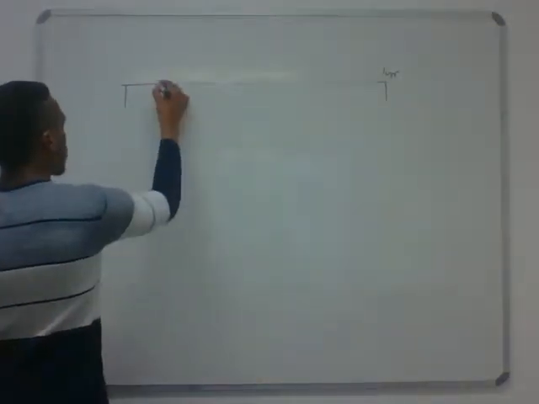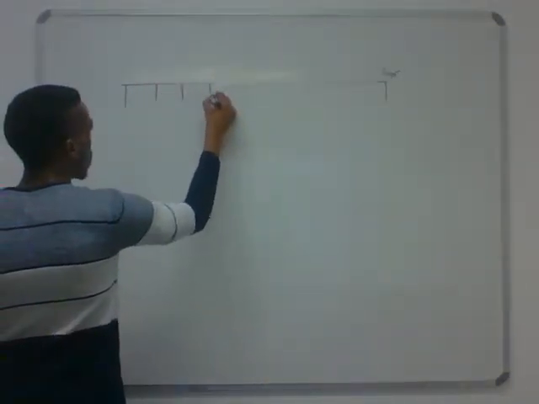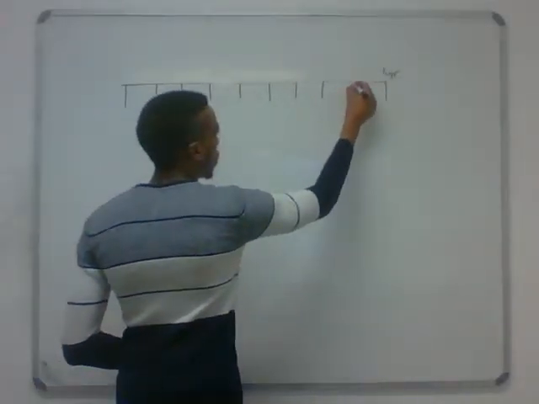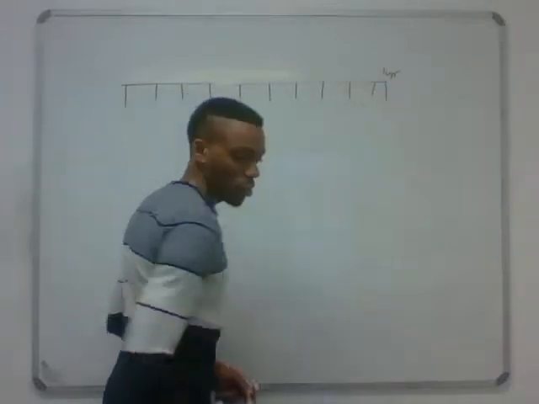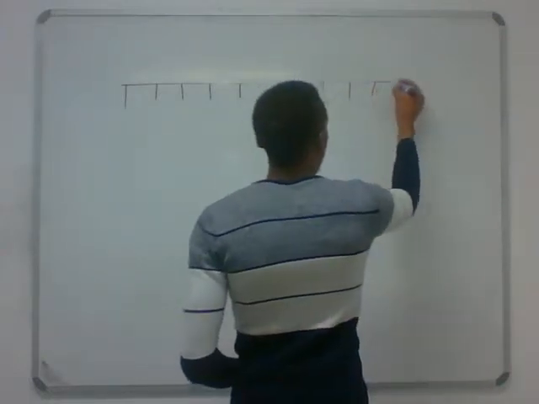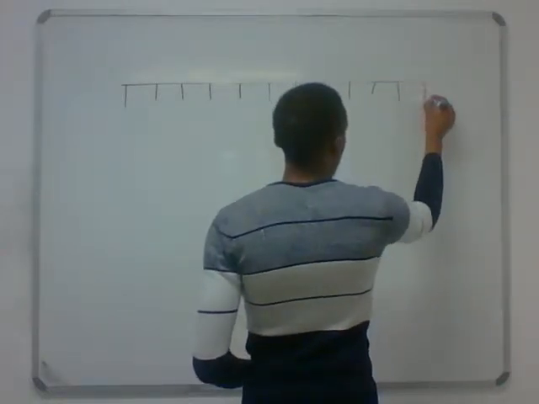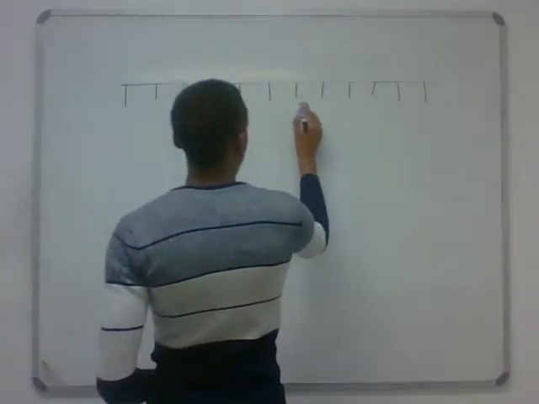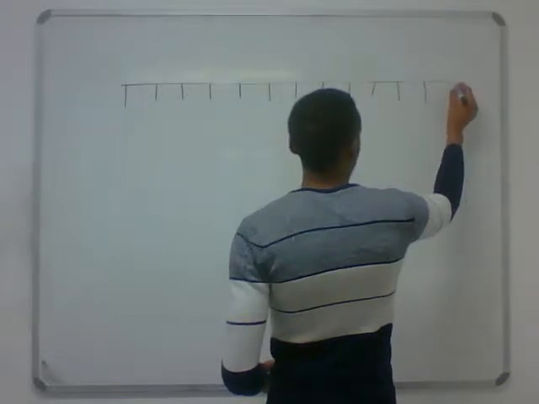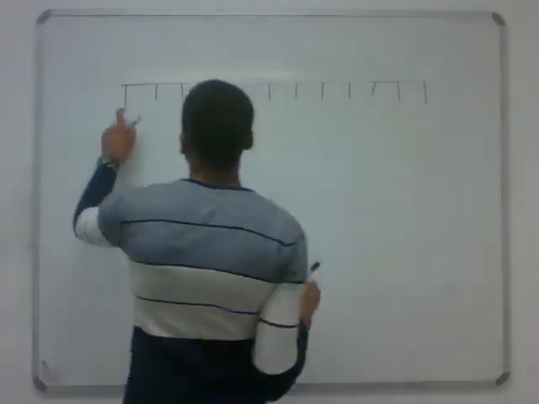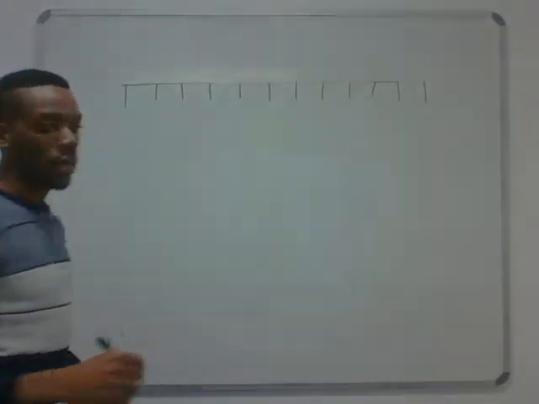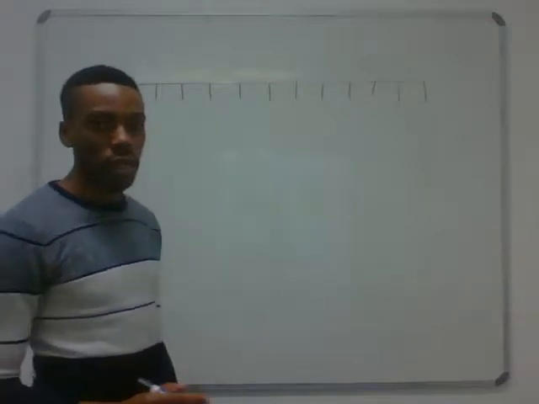So you have 12 months, which is 1, 2, 3, 4, 5, 6, 7, 8, 9, 10, 11, 12. That is in a year. Okay. So we have 12 months in a year.